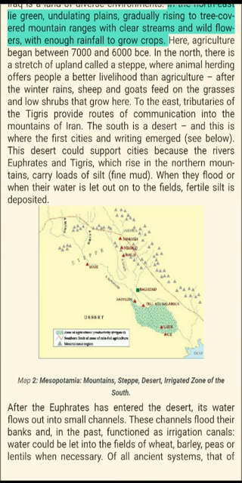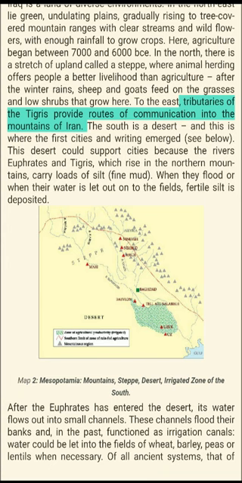Mesopotamia and its geography. Iraq is a land of diverse environments. In the northeast lie green, undulating plains, gradually rising to tree-covered mountain ranges with clear streams and wild flowers, with enough rainfall to grow crops. Here, agriculture began between 7000 and 6000 BCE. In the north, there is a stretch of upland called a steppe, where animal herding offers people a better livelihood than agriculture. After the winter rains, sheep and goats feed on the grasses and low shrubs that grow here.